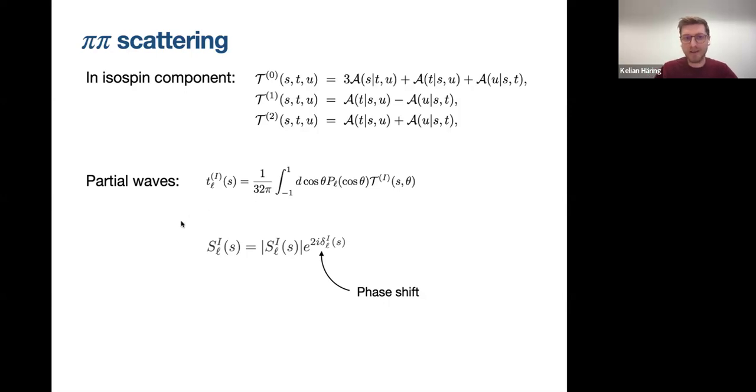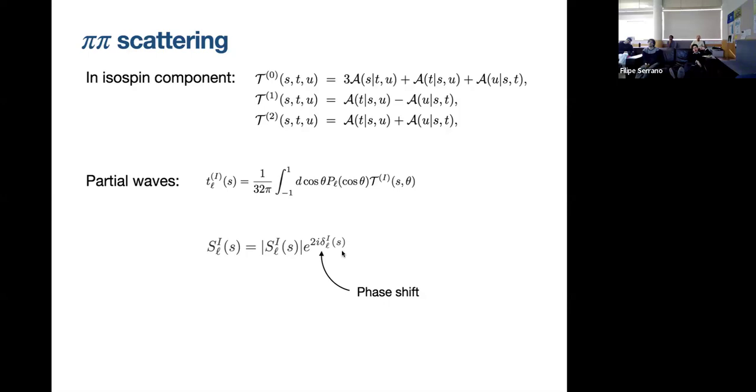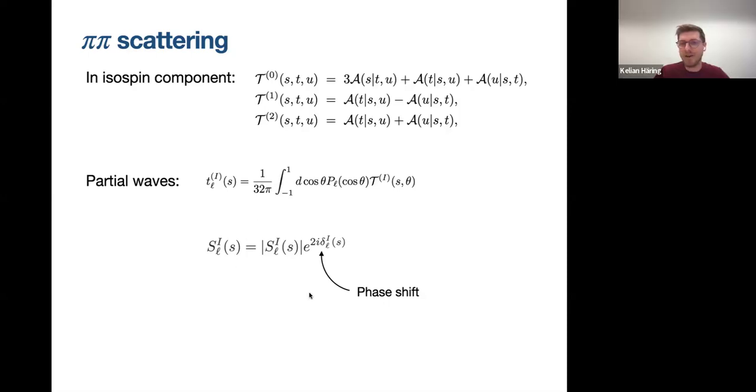And here I also use this slide to define what the phase shift is. If I build this combination S, which is 1 plus i T roughly, then I can write it as an absolute value times a phase, and the phase here is what is called the phase shift. And because of this definition, the phase shift will always be real.